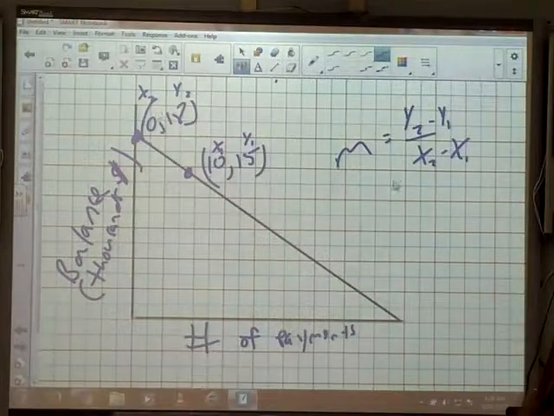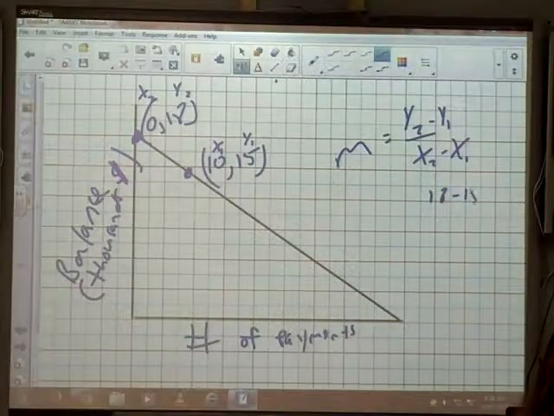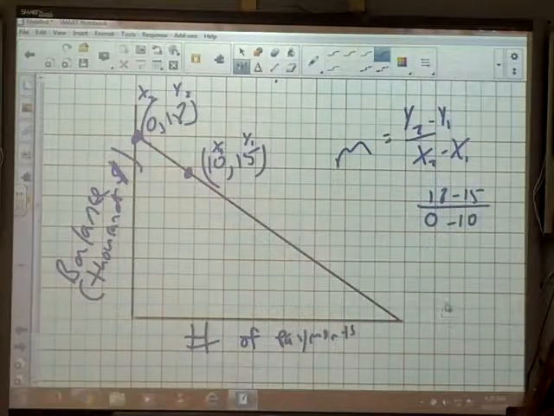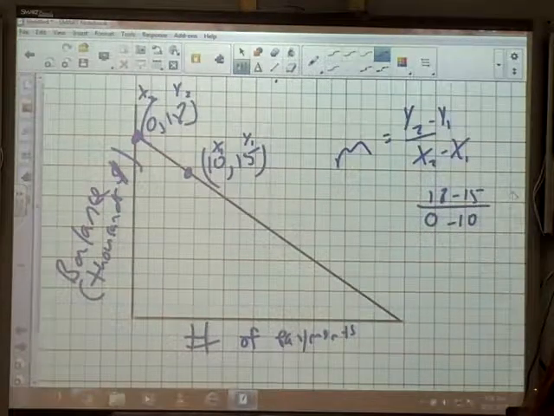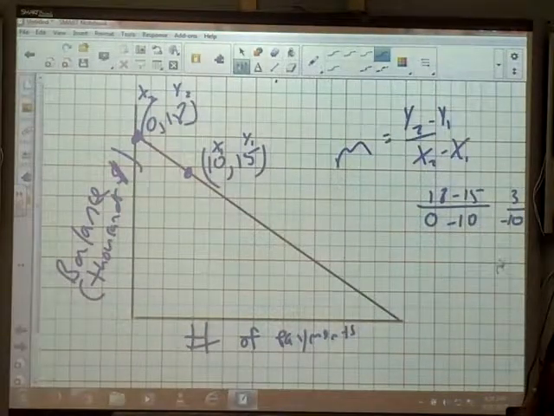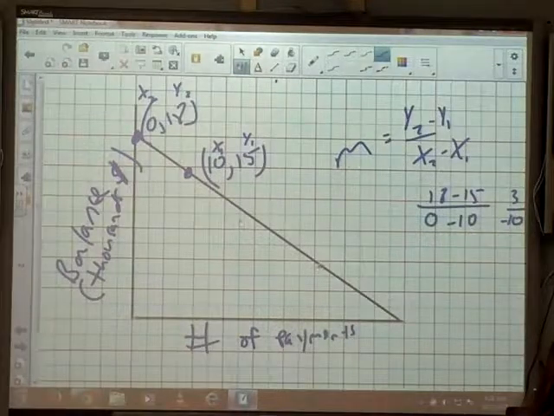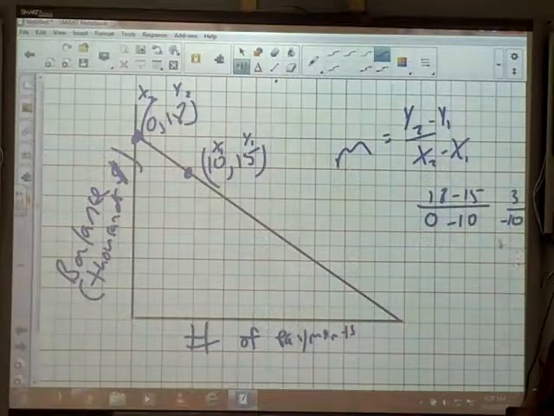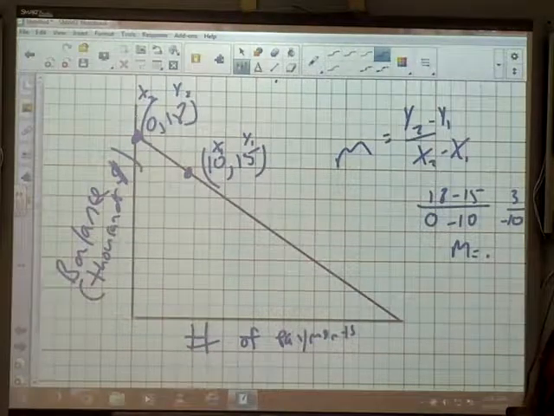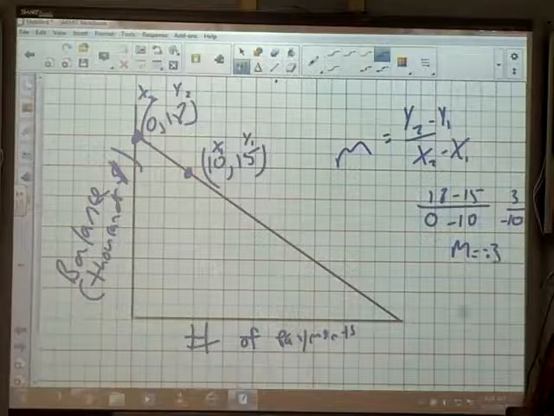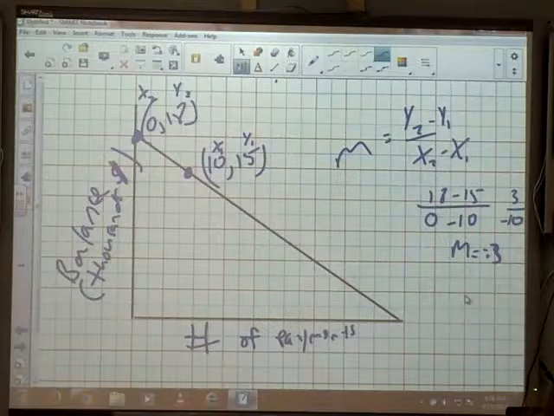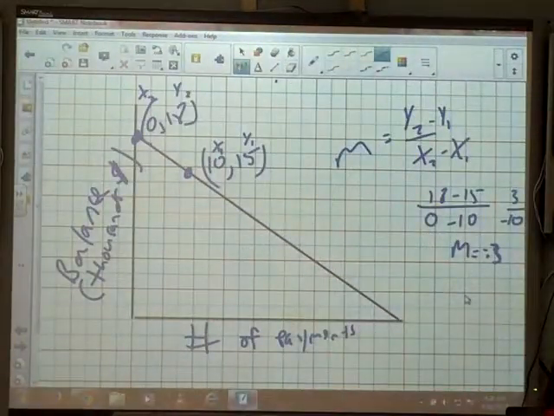All right, so we're here at 18 minus 15 over 0 minus 10. So that would be 3 over negative 10. Does it make sense to me that that's a negative? Yeah, because my line's going downhill. It has a negative slope. Now you could leave that as negative 3/10, or since we wrote the last one in a decimal, that would be negative 0.3. Everybody okay?